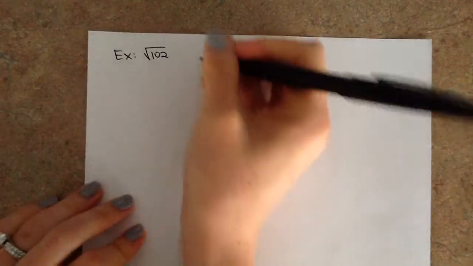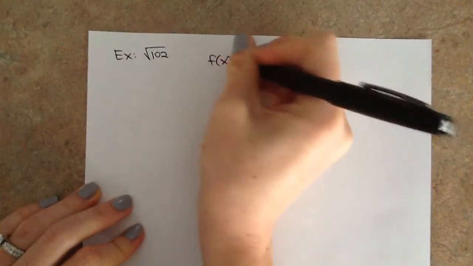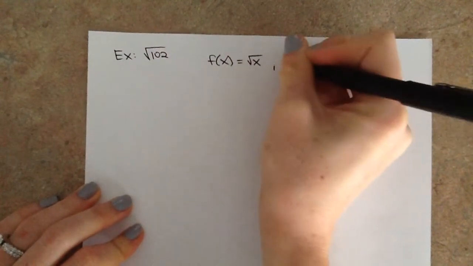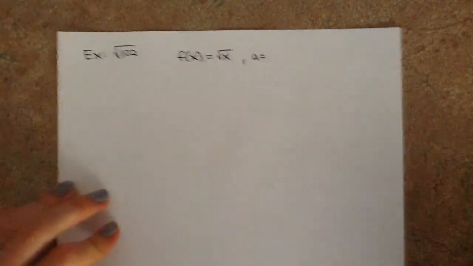Okay, so if we wanted to approximate the square root of 102, there are two things we need to start with. We need a function to use, and then we need a starting value to use, our point of tangency. So what function could we use for this? Square root of x. Good. And then what would you use for our point of tangency? What's the closest thing we know? 100.